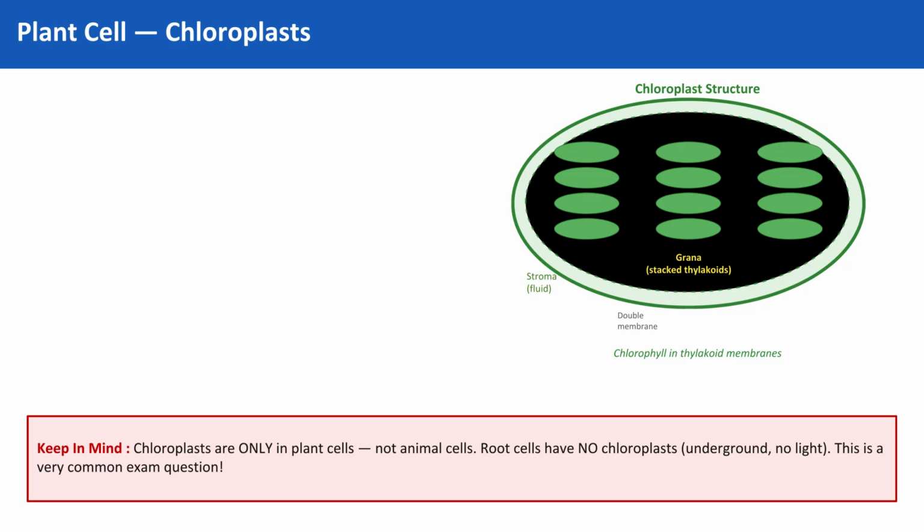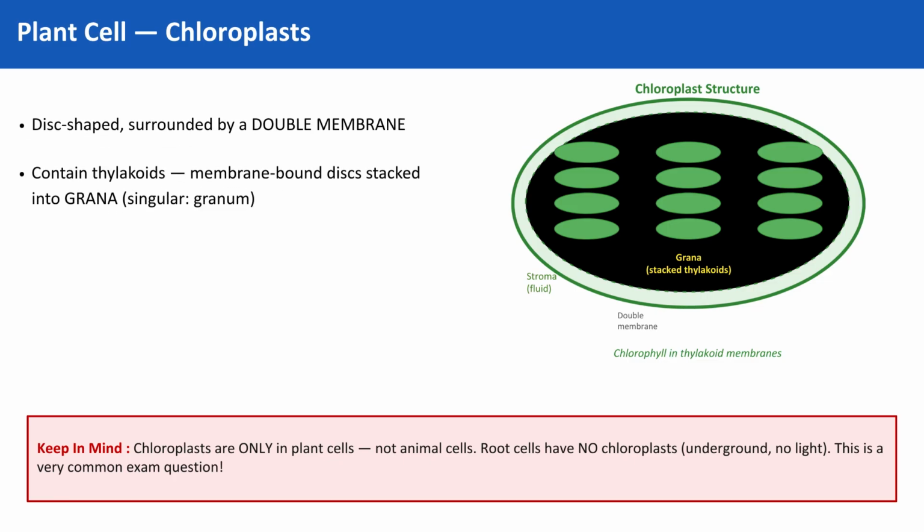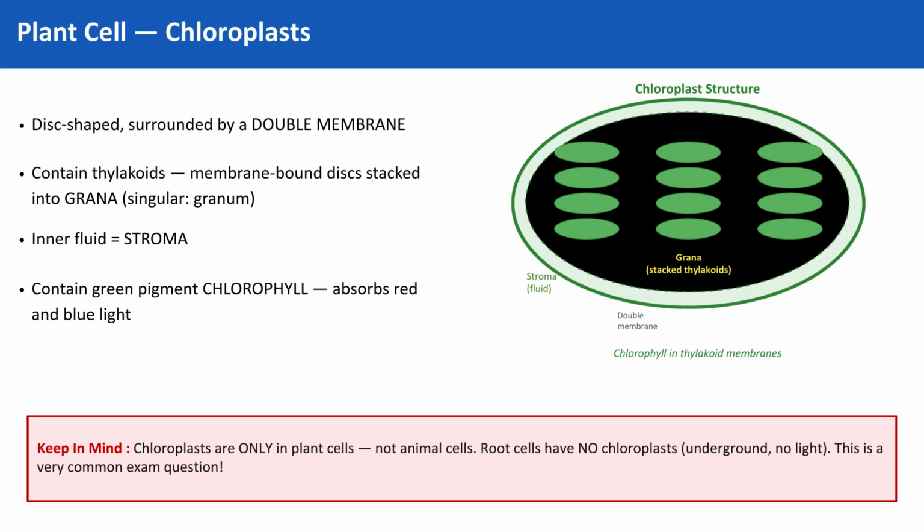Now let's talk about the structure of the chloroplast. Chloroplasts are disc-shaped organelles surrounded by a double membrane, and inside it contains the thylakoids. The thylakoids are membrane-bound discs stacked together to form structures called grana. The fluid surrounding these structures is called the stroma. Chloroplasts also contain chlorophyll, which absorbs red and blue light for photosynthesis. Like mitochondria, they have their own DNA and ribosomes.